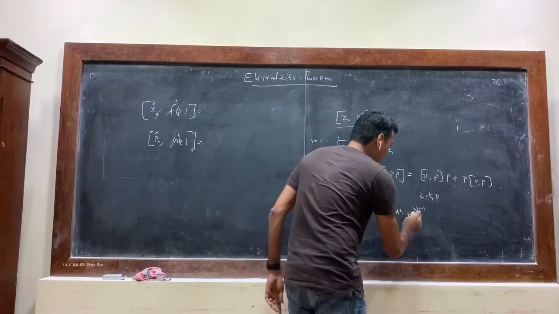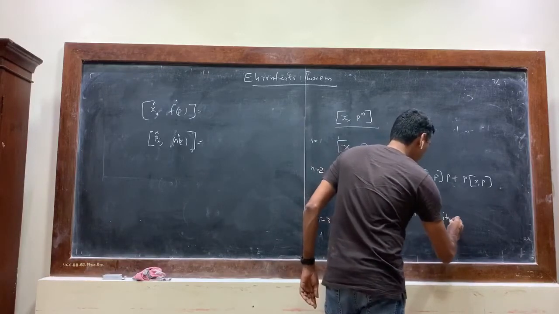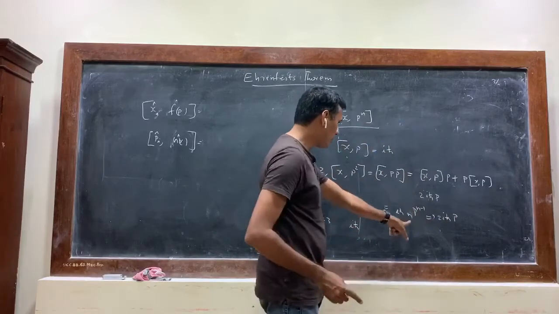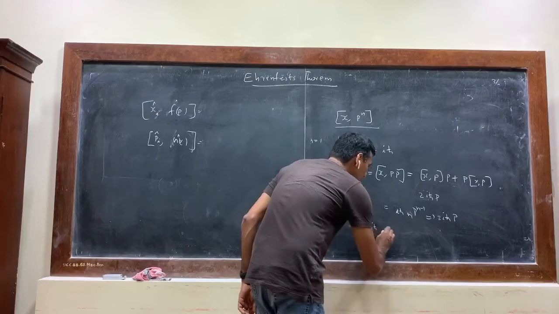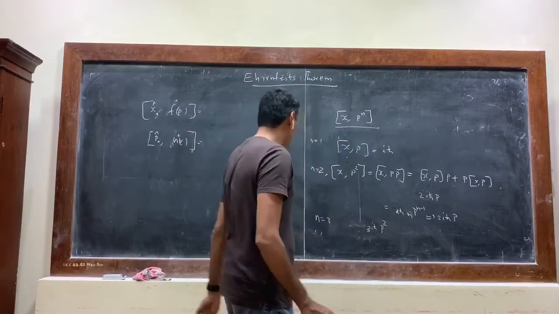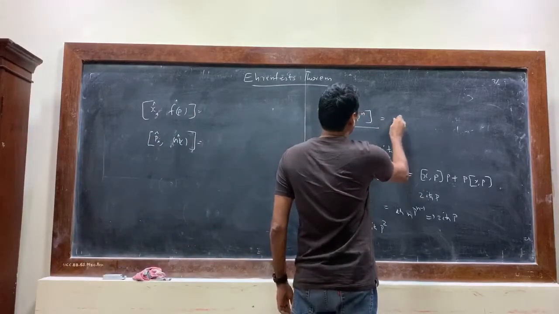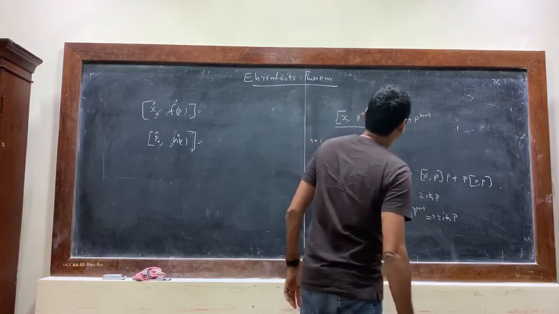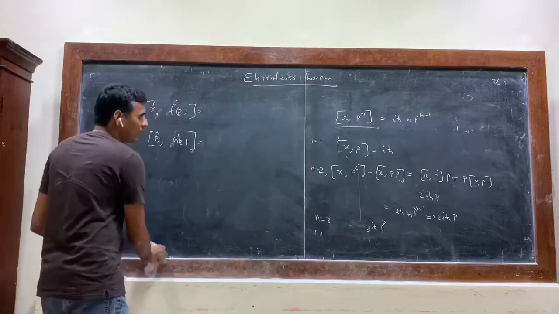Here n equal to 2, what do you get? iħ times 2iħ times p. That's what you get. When n equal to 3, if you use this formula, you will see iħ times 3iħ times p squared. So generally you can write [x, p raised to n] is equal to iħ n p raised to n minus 1. Okay, that's it. Now, similarly, you can write.